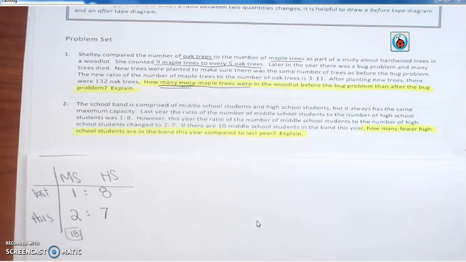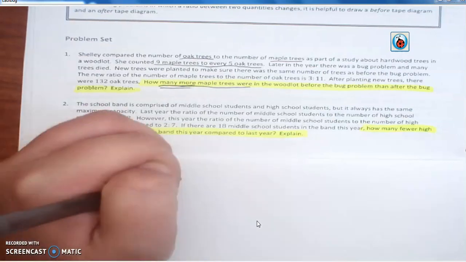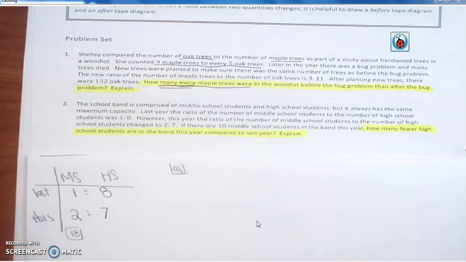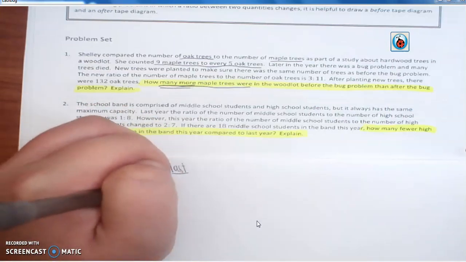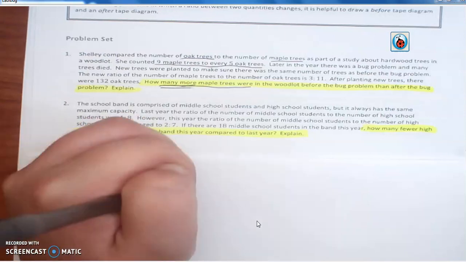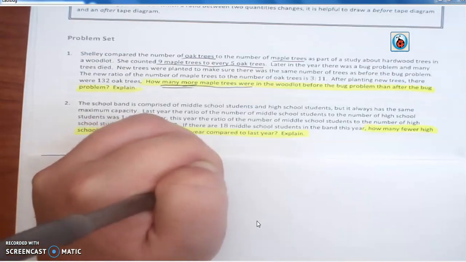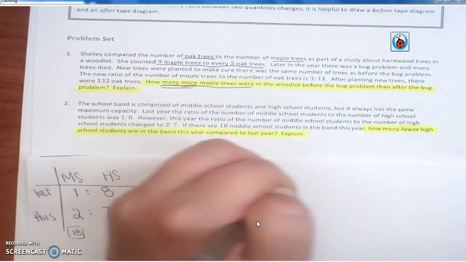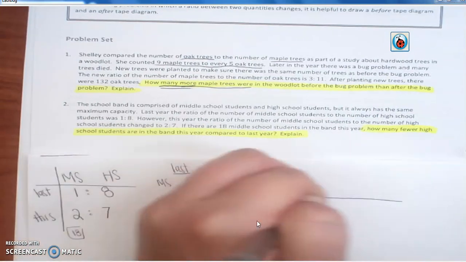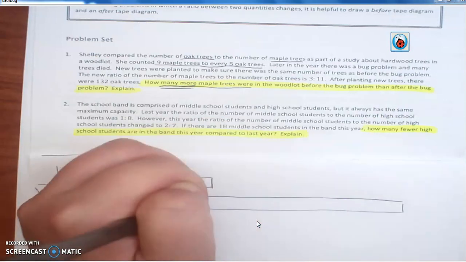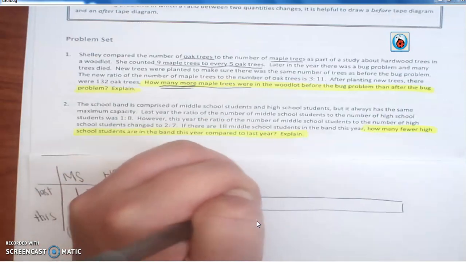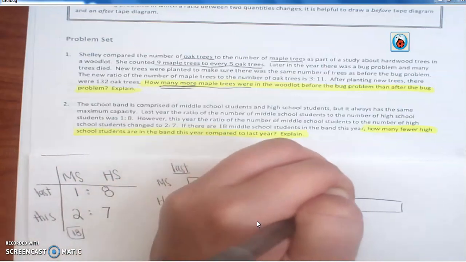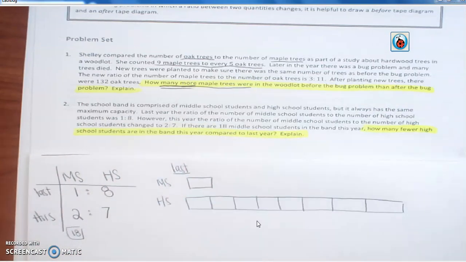So last year, let's put last year, and I have middle school, I only have one box because there was 1 to 8. High school, I'm going to draw 8 boxes. Okay, you can see this helps you visualize it. There was way, way more high school students than middle school students in band last year. 1, 2, 3, 4, 5, 6, 7, 8. Okay, so my 8 boxes.